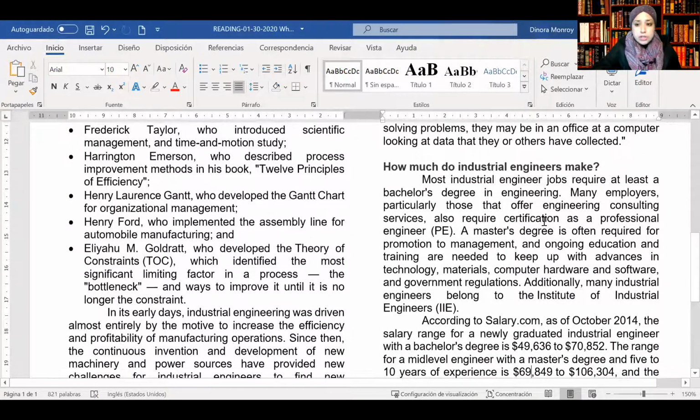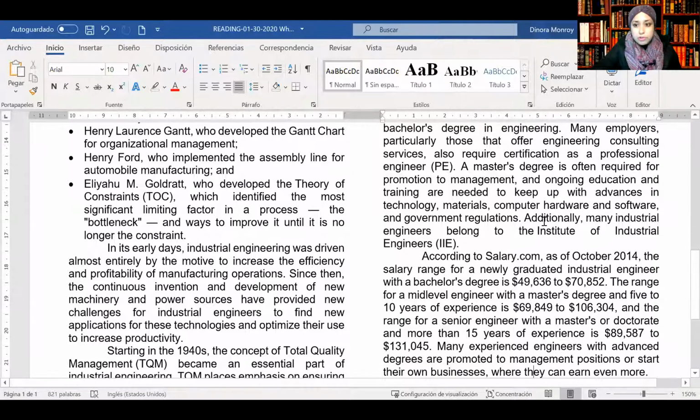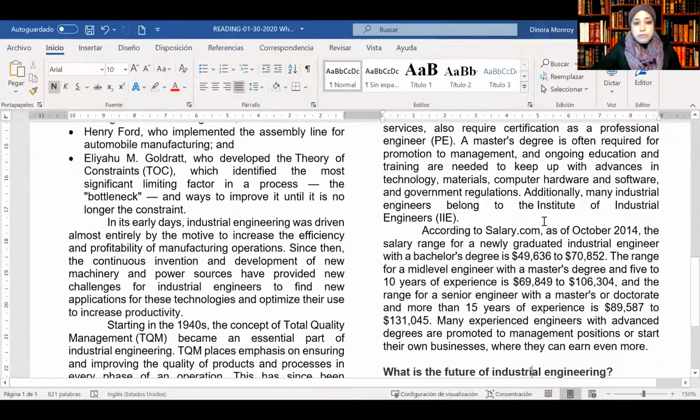Most industrial engineer jobs require at least a bachelor's degree in engineering. Many employers, particularly those that offer engineering consulting services, also require certification as a professional engineer, PE. A master's degree is often required for promotion to management, and ongoing education and training are needed to keep up with advances in technology, materials, computer hardware and software, and government regulations. Additionally, many industrial engineers belong to the Institute of Industrial Engineers, IIE.